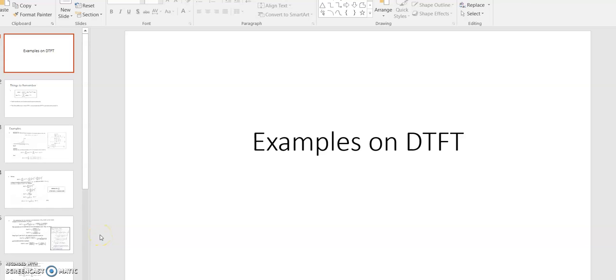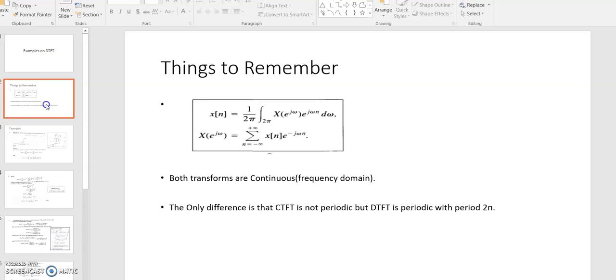Hello everyone, today we are going to discuss various examples on discrete time Fourier transform. The topic discrete time Fourier transform has also been explained in the previous lecture. So before proceeding to these examples, we must know these three things to remember.